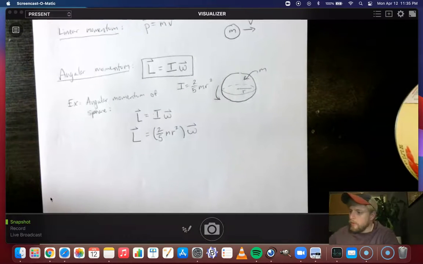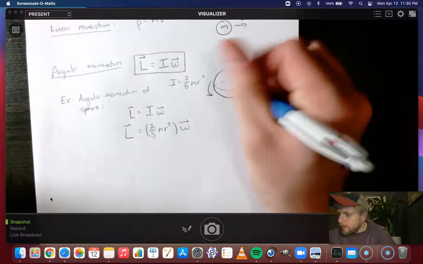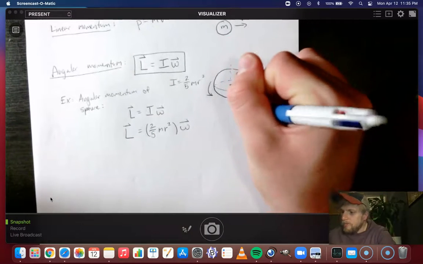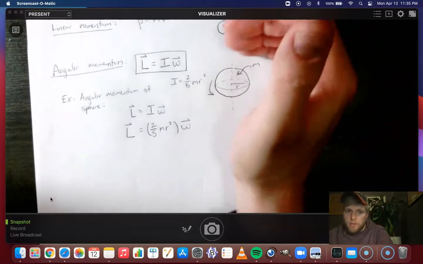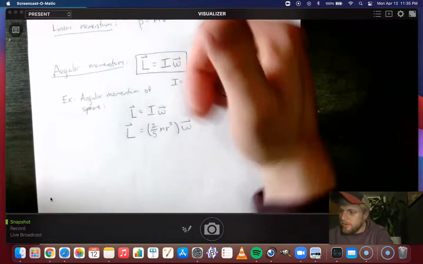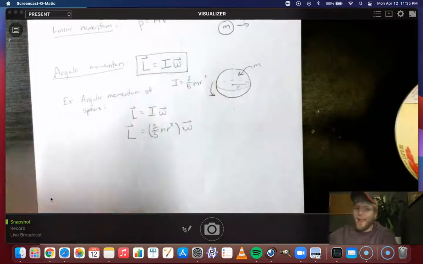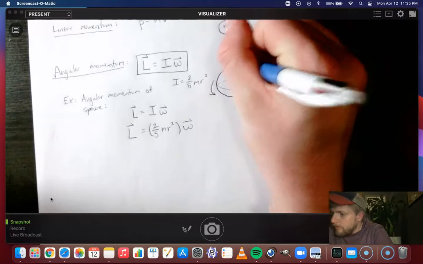So this is rotating about a rotation axis. That's quite important that we figure out what the rotation axis is. Pretty clear here with something like a sphere. And we again apply the right-hand rule. So when we apply the right-hand rule to this sphere and it's rotating in the counterclockwise direction, the angular momentum vector would be up relative to the sphere.